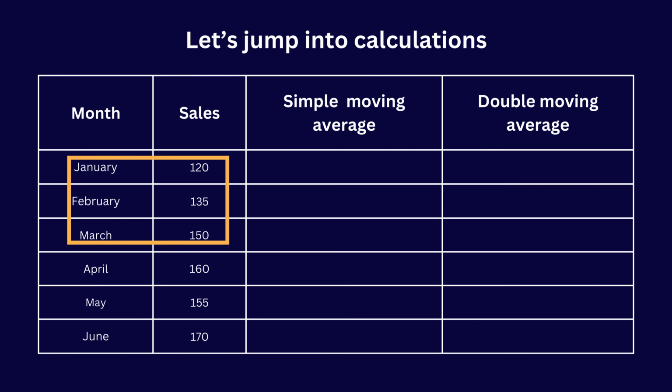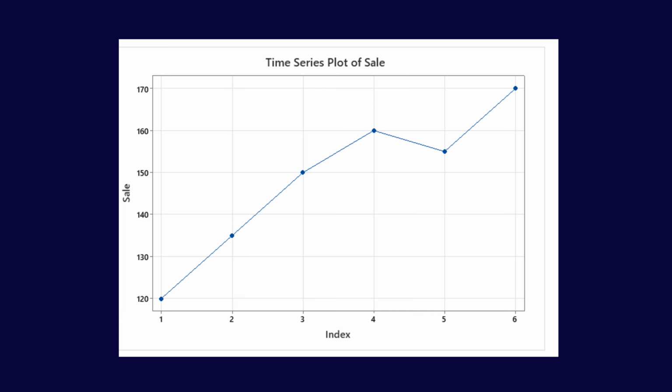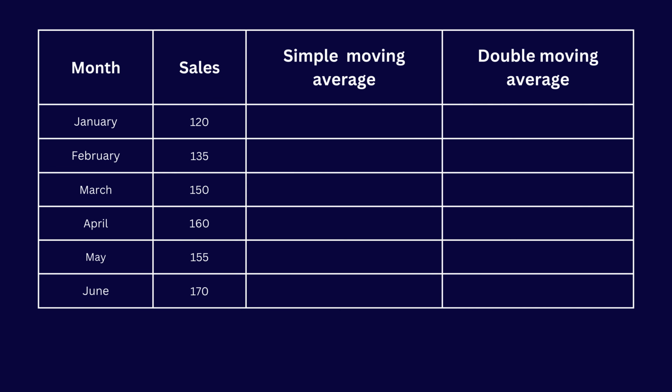Let's break it down into steps. This is the time series plot of our sales values. So here you can see there are some up and down variations in the dataset. To calculate the double moving average, we need to start with the simple moving average. With the 3-month window, let's calculate the 3-month moving averages.